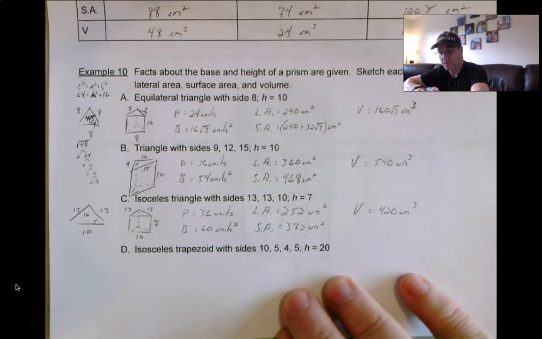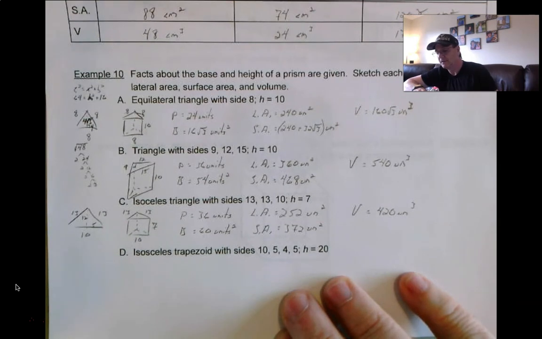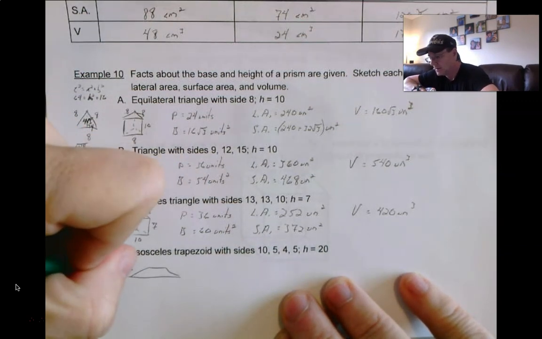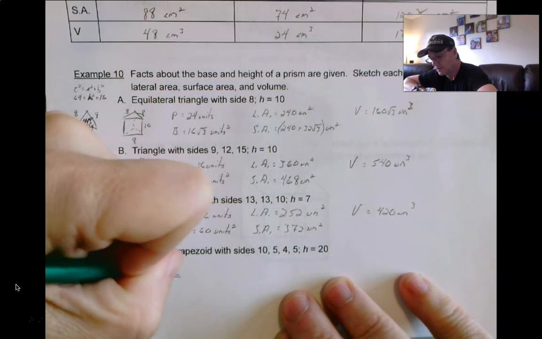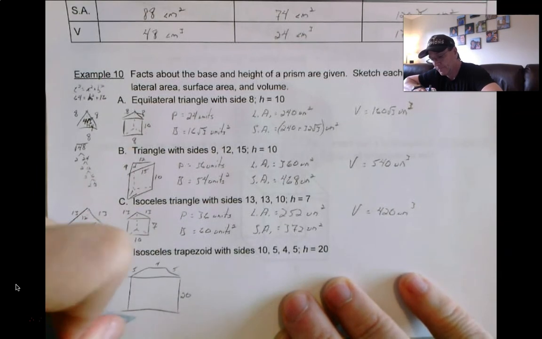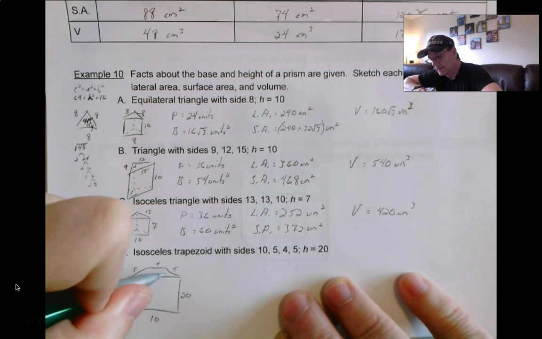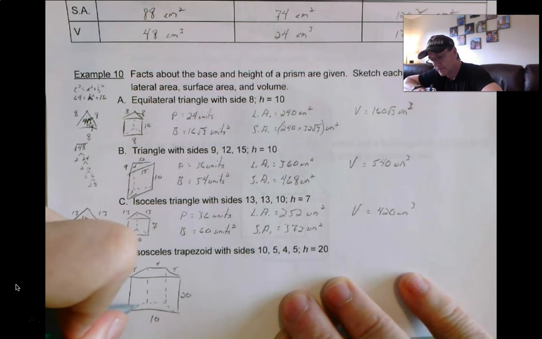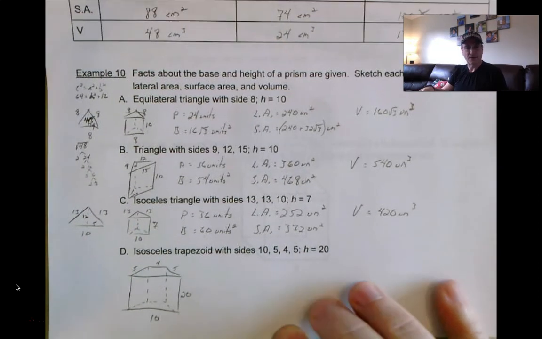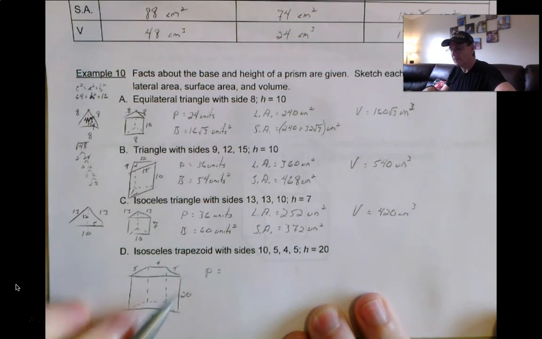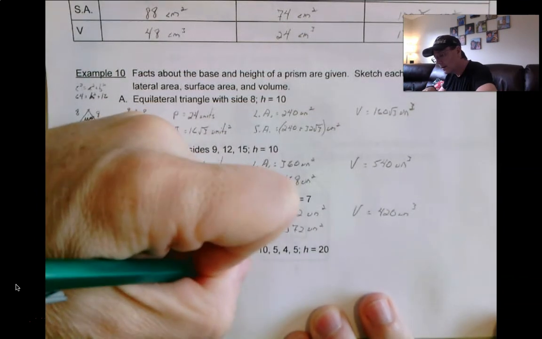Isosceles trapezoid with sides 10, 5, 4, 5, and the height is 20. So I'm going to try and draw it this way. So 5, 4, 5. Height is 20. This is 10. There's our isosceles trapezoid. Perimeter. 10 plus 10 is 20, 24 units.